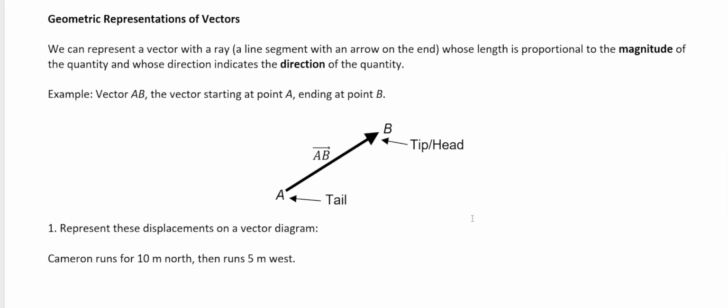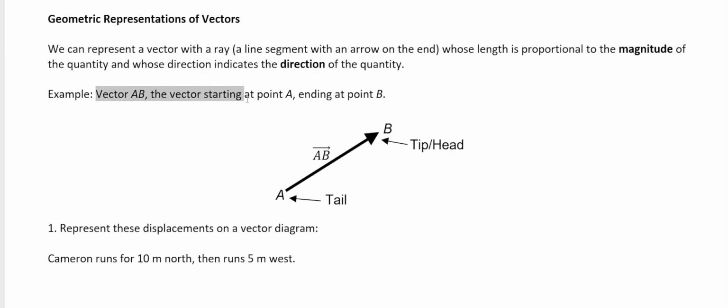We can also do geometric representations of vectors. We can represent a vector with a ray, which is a line segment with an arrow on the end, whose length is proportional to the magnitude of the quantity, and whose direction indicates the direction of the quantity.